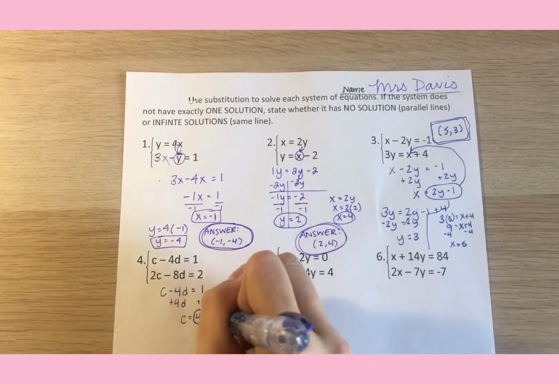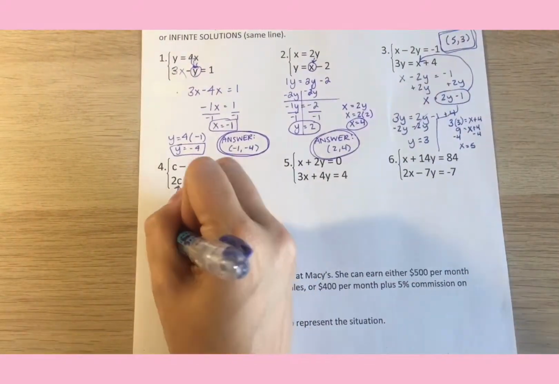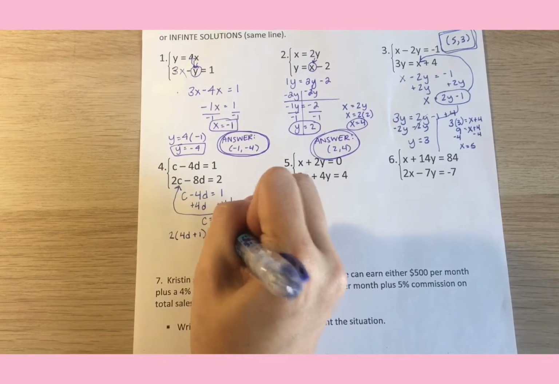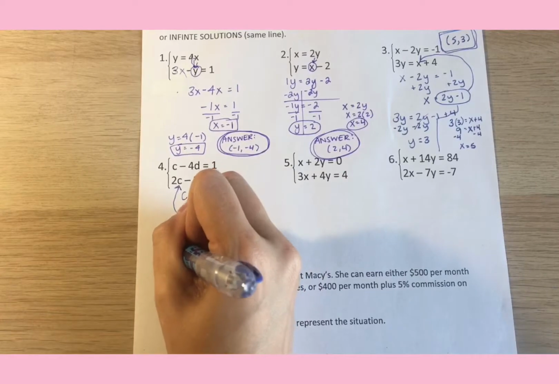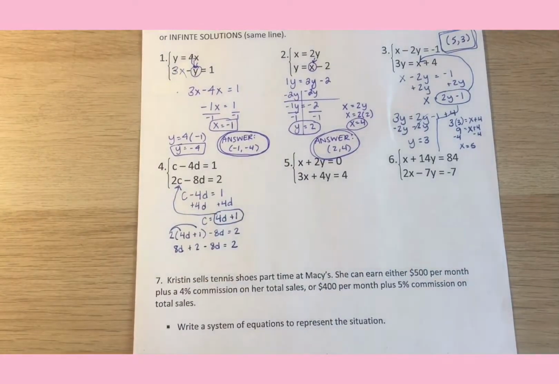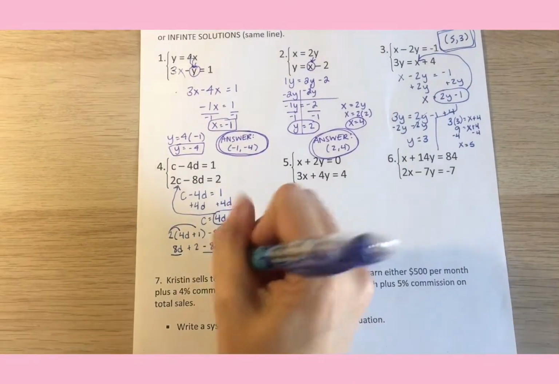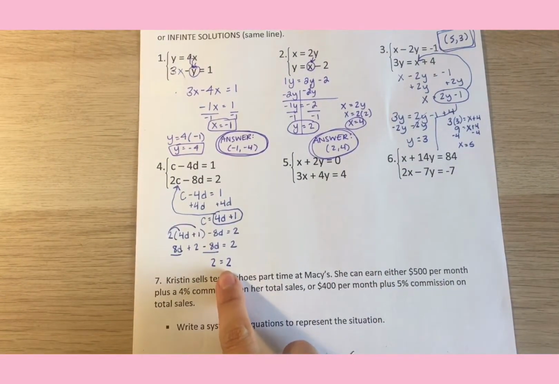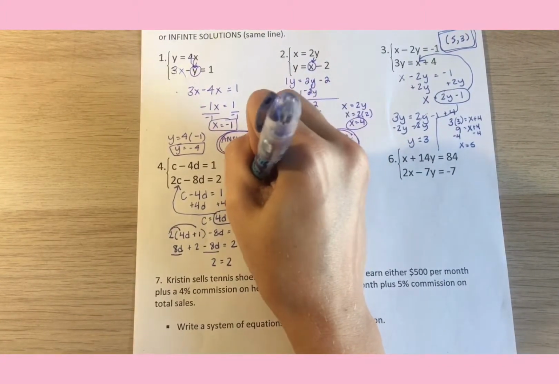And now I can take this and substitute it in here for c. So this will become 2 times 4d plus 1 minus 8d equals 2. So now we're going to distribute, combine like terms, and solve. So this will become 8d plus 2 minus 8d equals 2. Oh, we've got something interesting happening here. So when we combine these, we're going to get nothing, no d, and 2 equals 2. So in this case, we are left with a true equation that will always be true. So this one is infinite solutions.